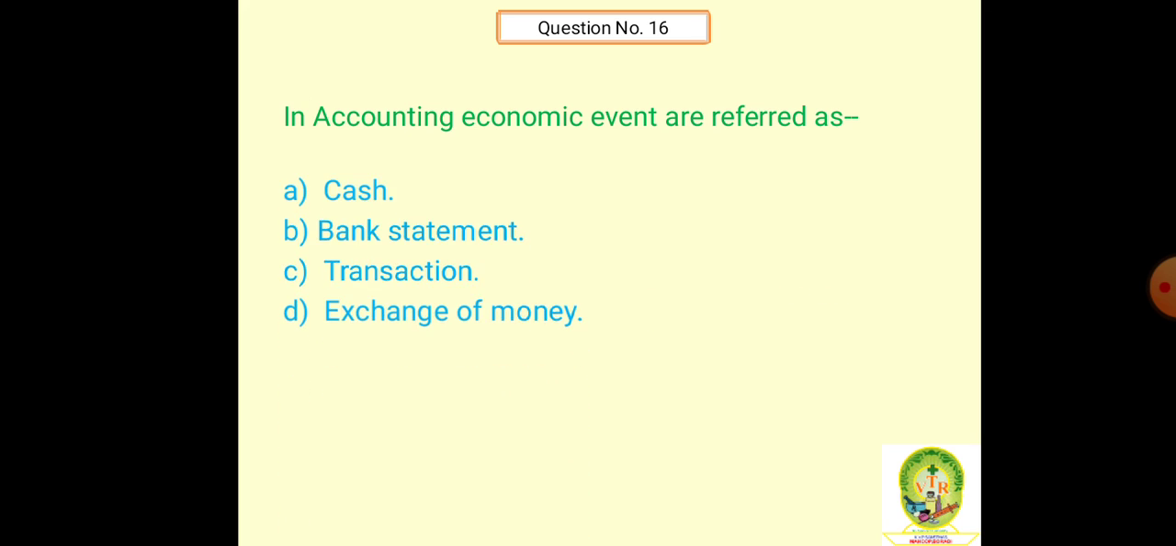In accounting, economic events are referred to as, options are A. Cash, B. Bank statement, C. Translation, D. Exchange of money. Right answer is B.